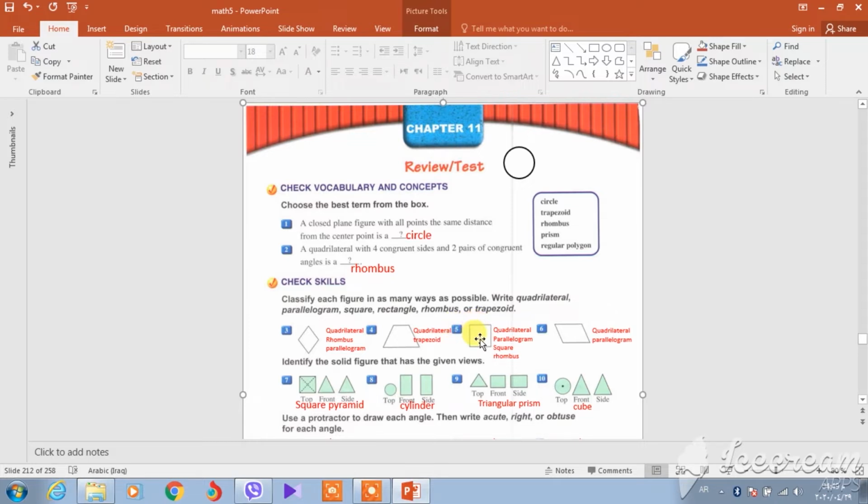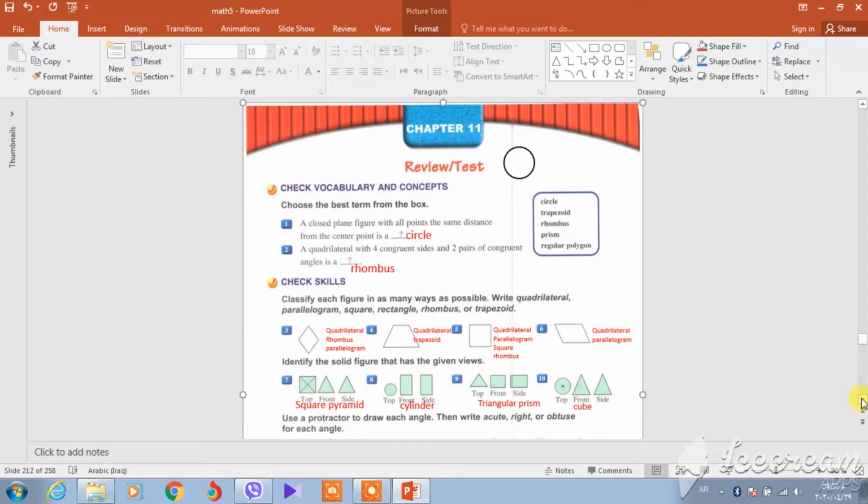If we look at question 5, we have a quadrilateral because we have 4 congruent sides and 4 congruent angles. This is also a square. We have a parallelogram because this side with this side is parallel and this is parallel. And also you can say a rhombus because we have 4 congruent sides. And if we look at question 6, we have a quadrilateral because we have 4 sides and angles, and a parallelogram because 2 pairs are parallel.